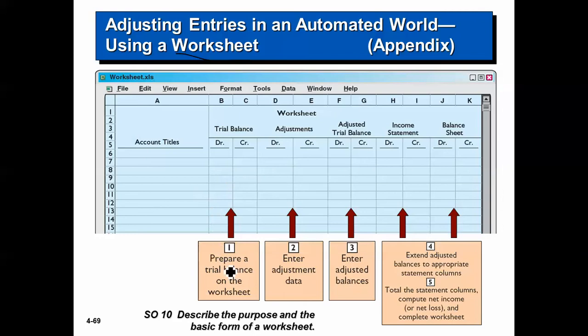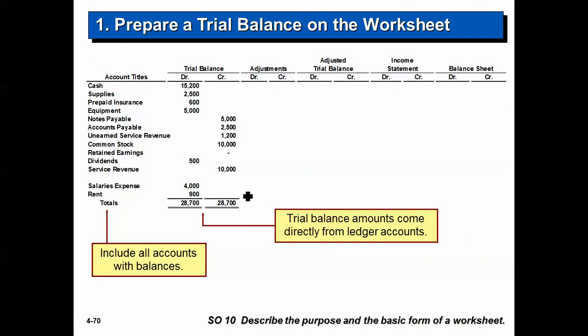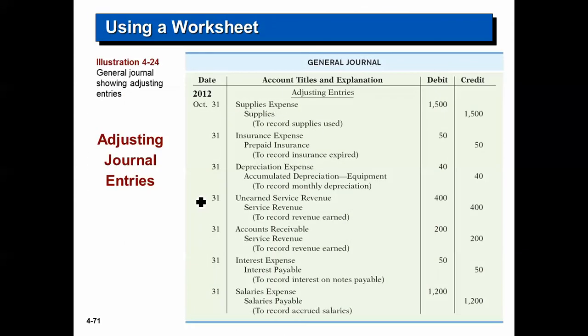So here's how we begin. Prepare a trial balance on the worksheet. We take the trial balance, the cash, supplies, prepaid insurance. These are the accounts as at the end of October 31st. No adjustments have been made to them. We then journalize in the general journal the adjusting entries.